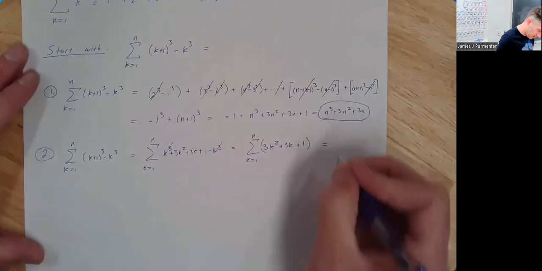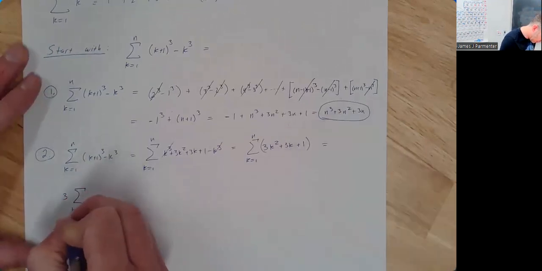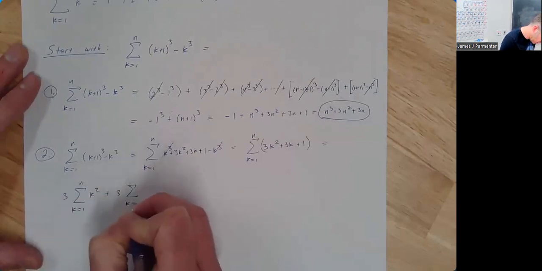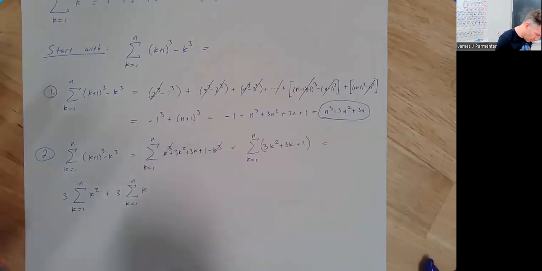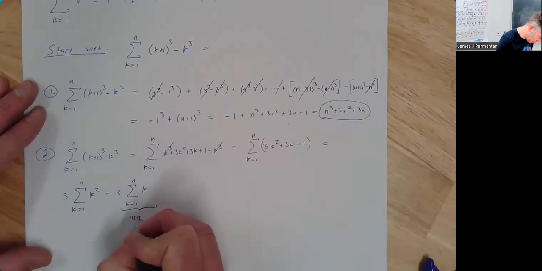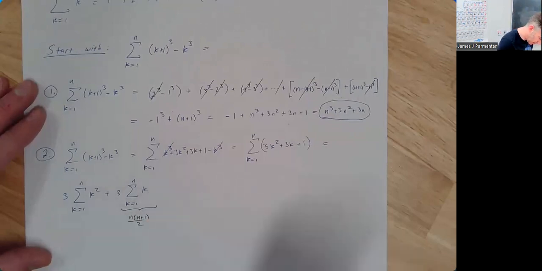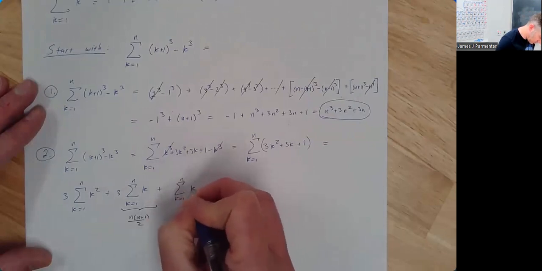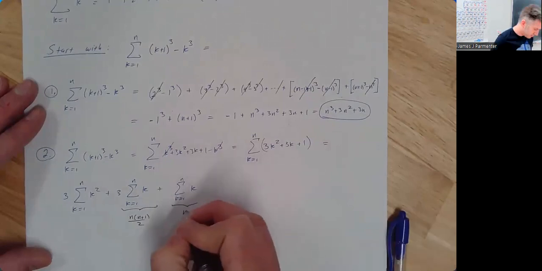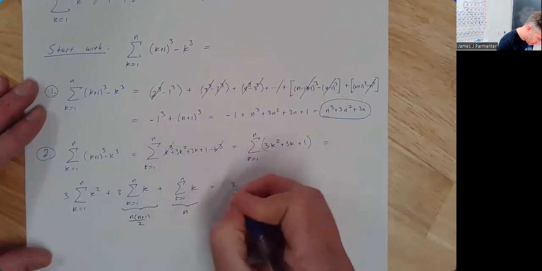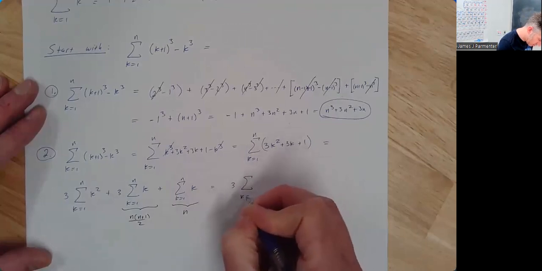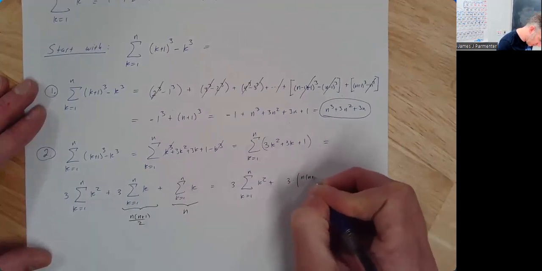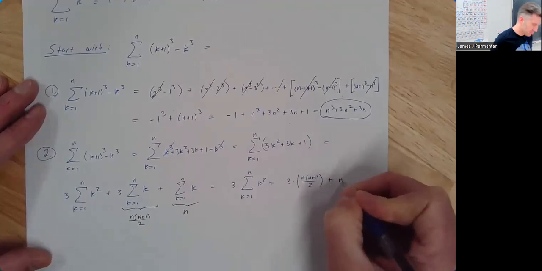So here's what we're going to get. We're going to get 3 times the sum from k equals 1 to n of k squared plus 3 times the sum from k equals 1 to n of k. By the way, we just showed that that's equal to n times n plus 1 over 2. And we're going to get the sum from k equals 1 to n of 1, which we know is equal to just n. So this ends up equaling 3 times the thing we want plus 3 times n plus 1 over 2 plus n.